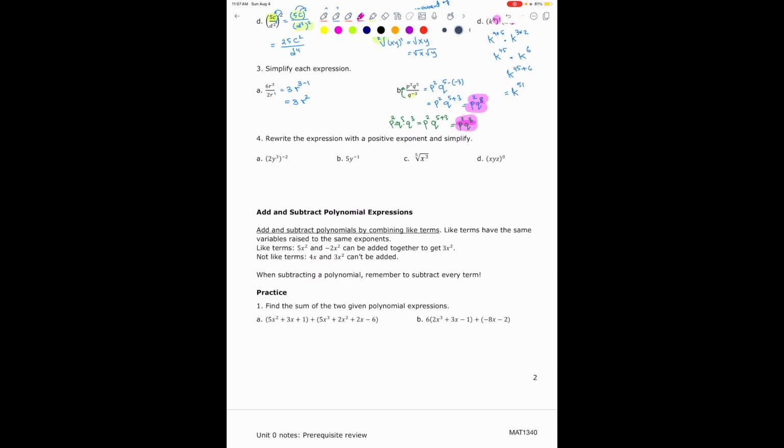Number 4, rewrite the expressions with a positive exponent and then simplify.